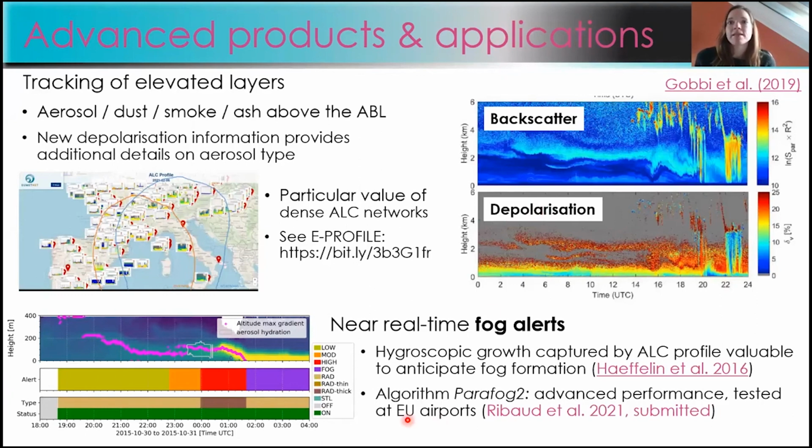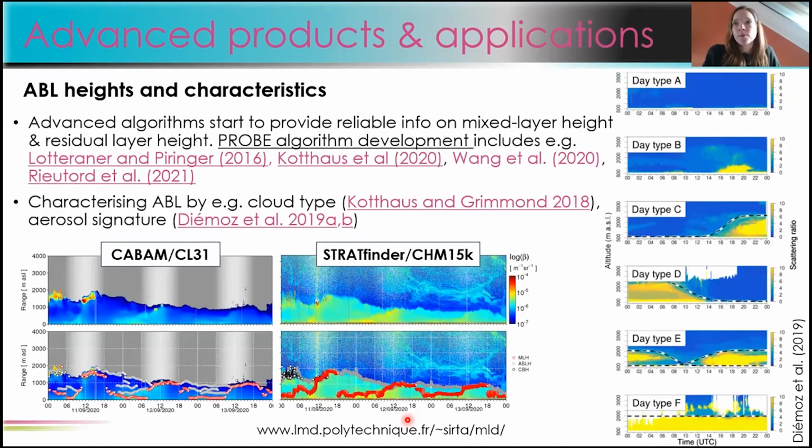Another application of ALC is near real-time fog alerts. We can use the fact that the attenuated backscatter of the ALC captures the hygroscopic growth of the particles, and we can use this to get information on fog formation. And within PROBE there are some algorithms being developed to get early warning of fog situations at different European airports.